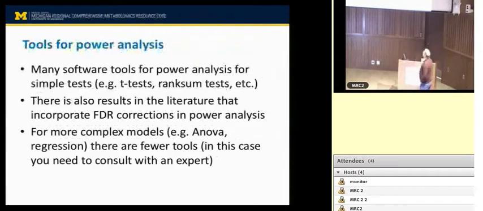Where do we go from here? For simple tests like t-tests and other variants, non-parametric tests like rank sum tests, there are many software tools. There are even web-based tools where you plug in some numbers on your web page, and it spits out either the sample size or the power, depending on which quantity you plug in. There are also results in the literature, and this is important, for example, in omic studies, when you're doing a power analysis for an omic study, whether it's metabolomics, lipidomics, or RNA-seq.